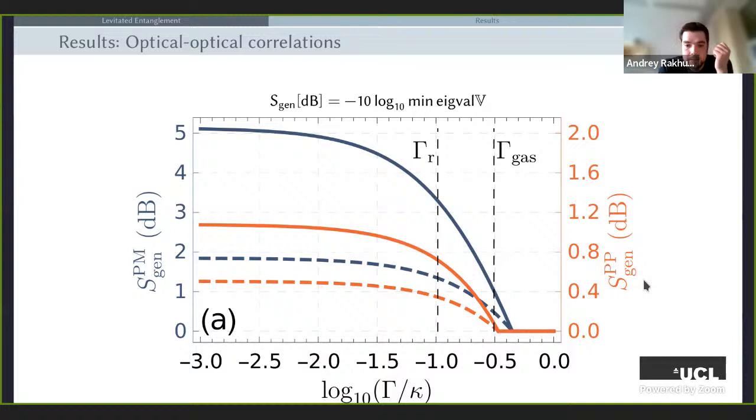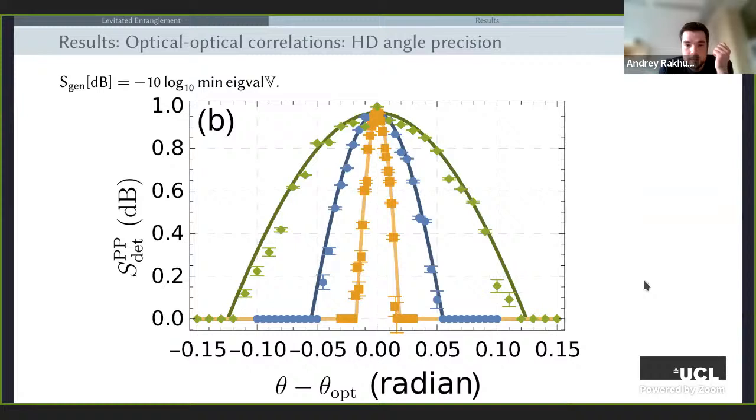Okay. Again, as I said, in order to perform the detection of the non-classical correlations in this scheme, we have to figure out the homodyne angles, which have to be set to see the quadratures which are correlated. And this here shows the dependence of this squeezing on the imprecision of the homodyne angles.